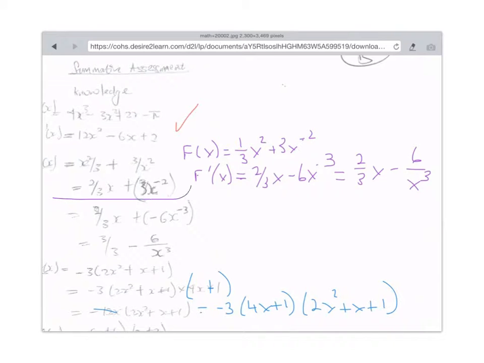In the second line here, I think you're trying to rewrite it before you take the derivative. And the first term should not be 2/3 x. The first term should be 1/3 x squared. And then you're ready to take the derivative, which is 2/3 x and minus 6x to the minus 3. It's a minus there that you can't see, sorry.